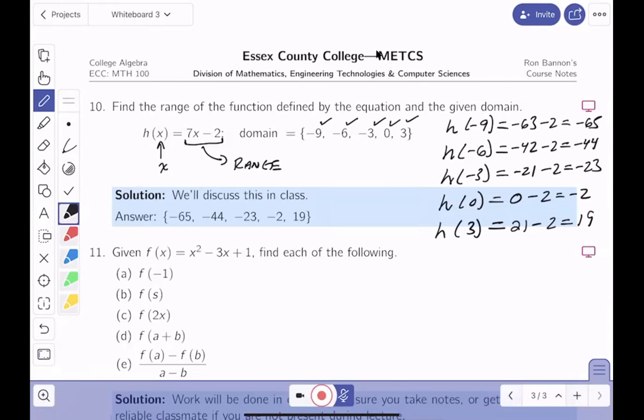The range is a set of numbers. And what's it going to be? I'll write it down. -65. We'll look at the key later. -44. -23. -2. And 19. Let's look at our key. See how we did. Mistakes happen, by the way.